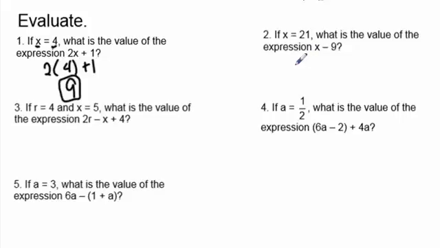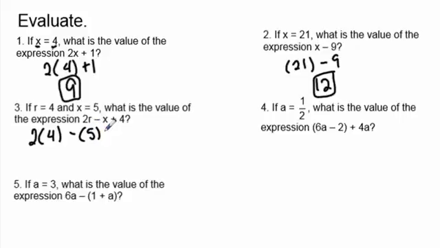If x equals 21, what is the value of the expression? So we replace x with 21, minus 9 is 12. Replace r with 4, x with 5. And 2 times 4 is 8. Minus 5 is 3, plus 4 is 7.